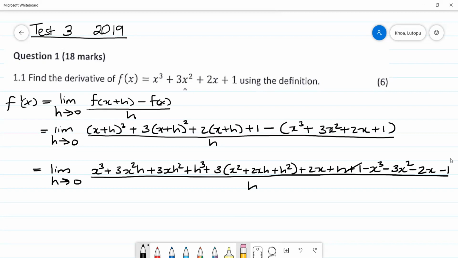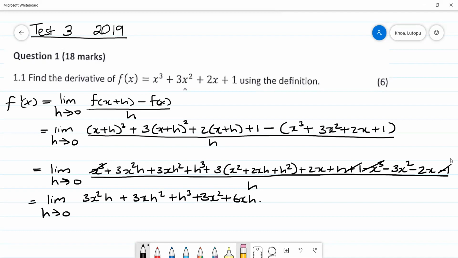So the plus 1 and the minus 1 already will cancel, and the x cubed minus x cubed will cancel. Then we continue. I still haven't substituted, so the limit as h approaches 0 must still be there. So I have 3x squared h plus 3xh squared plus h cubed plus 3x squared plus 6xh plus 3h squared plus 2x. I shouldn't have written the 2x. So you can see here the plus 2x and the minus 2x will cancel. So I have just plus h. The 1 is canceled, this is canceled.